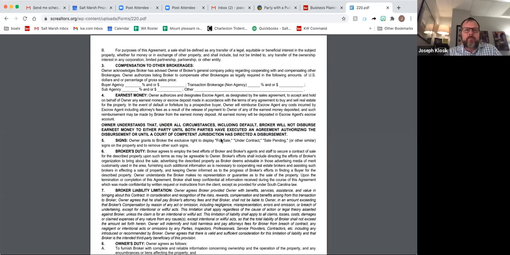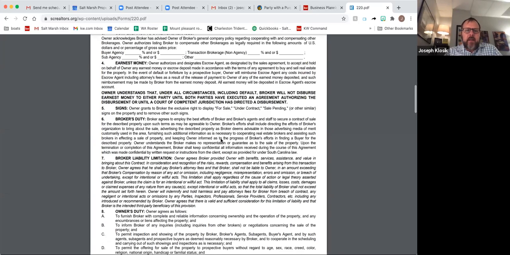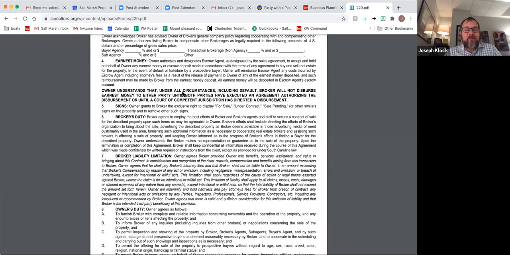All right, so let's jump back into the contract. So earnest money, I love earnest money right now. This paragraph basically says that when a buyer puts an offer in on your house, they're going to authorize an escrow agent to hold earnest money. There's no required amount of earnest money. Earnest money itself is not required.